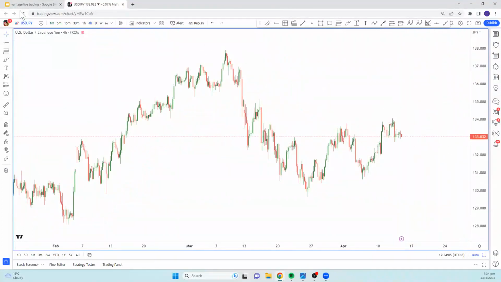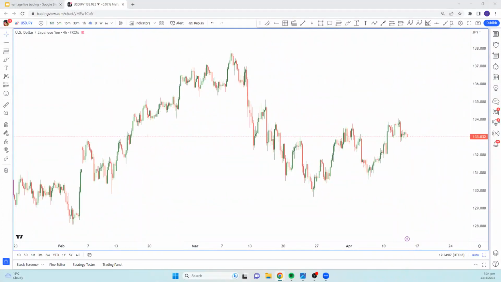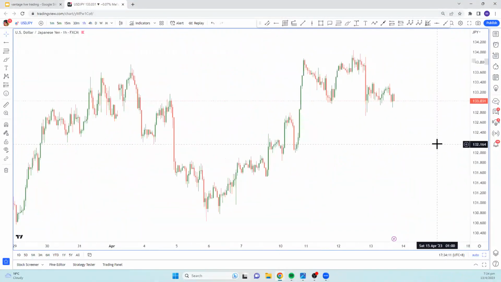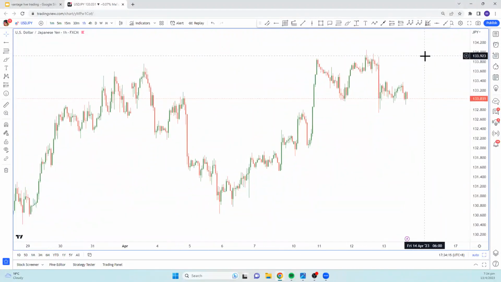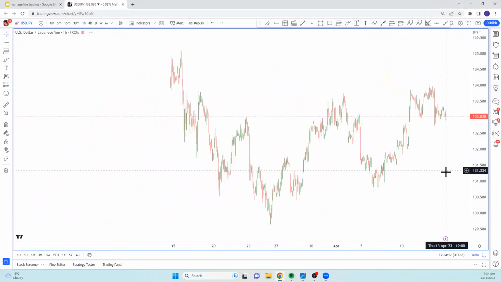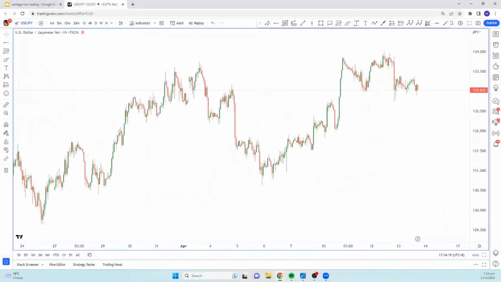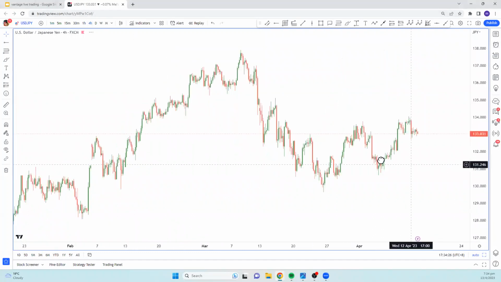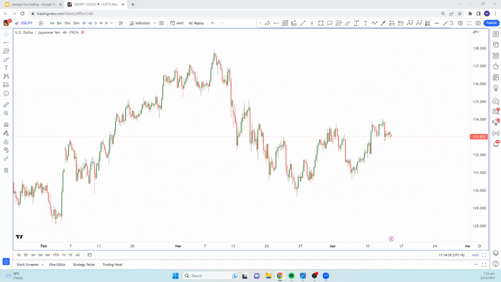So here's our 4-hour chart. Now let's take a look at our 1-hour chart as well. Okay, let's go ahead and analyze this on our 4-hour chart now.